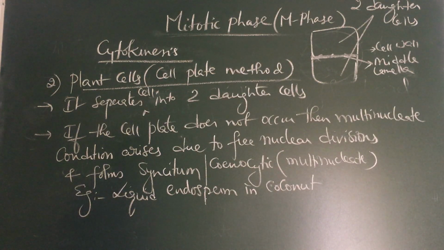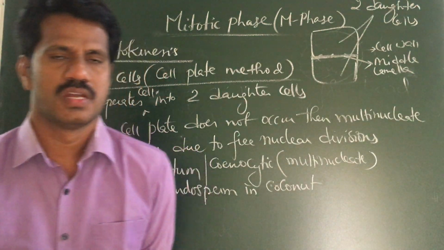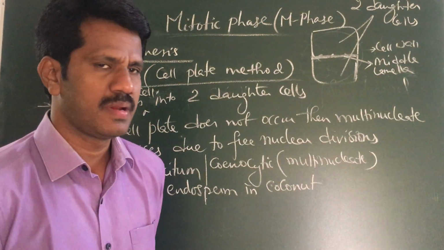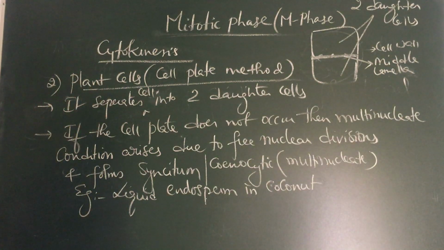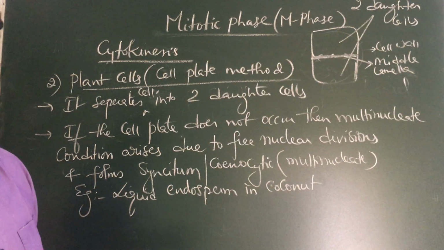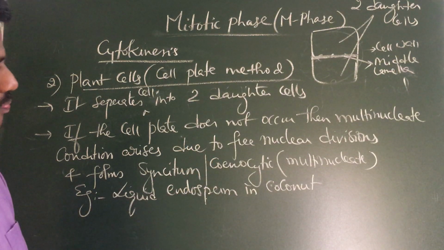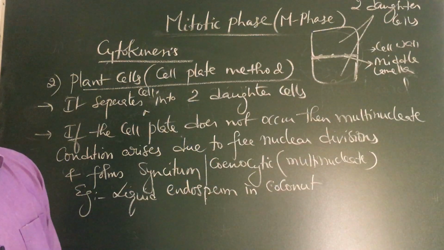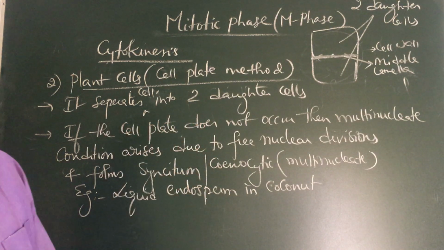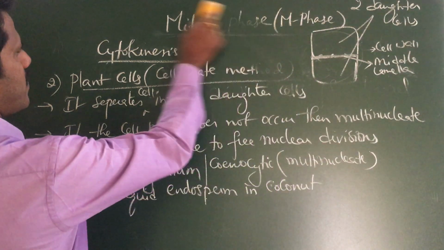So this is about the cell plate method in the case of plants. The cell furrow method we discussed, the cell plate method we discussed. So this is how cytokinesis takes place. Karyokinesis we completed, cytokinesis we completed. Okay, so this is what mitosis is. Now, what is the significance of mitosis? Keep the heading: significance of mitosis.